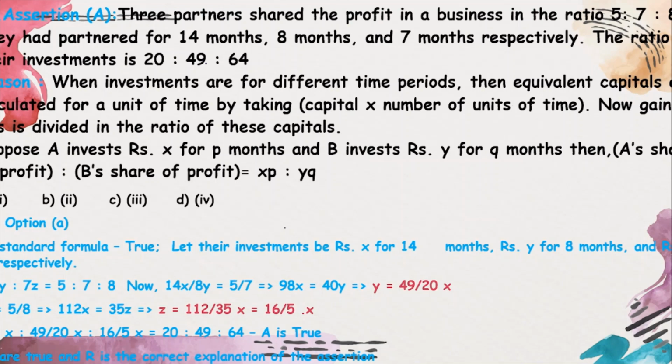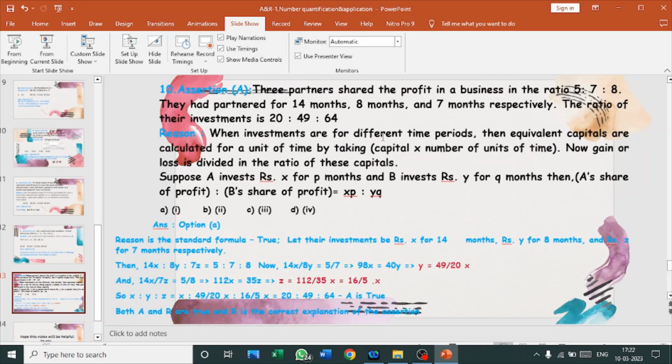3 partners shared the profit in a business in the ratio 5:7:8. They had partnered for 14 months, 8 months and 7 months respectively. The ratio of their investment is 20, 49 and 64. Reason is given. When the investments are for a different time period, then equivalent capitals are calculated for a unit of time by taking the capital into number of units of time.